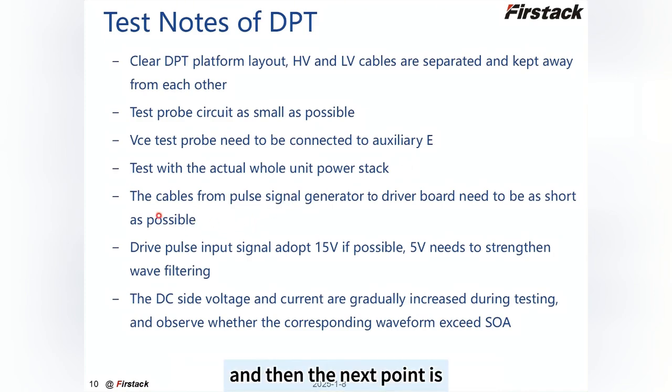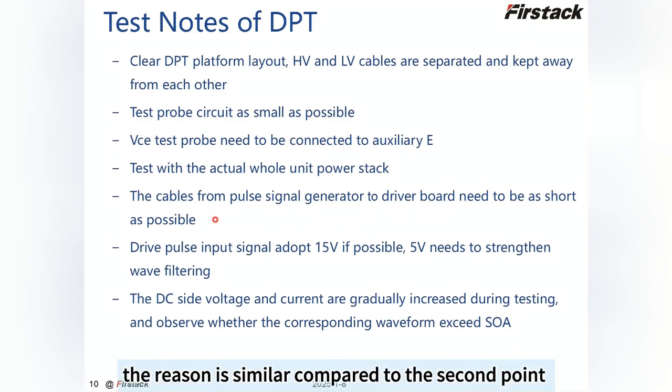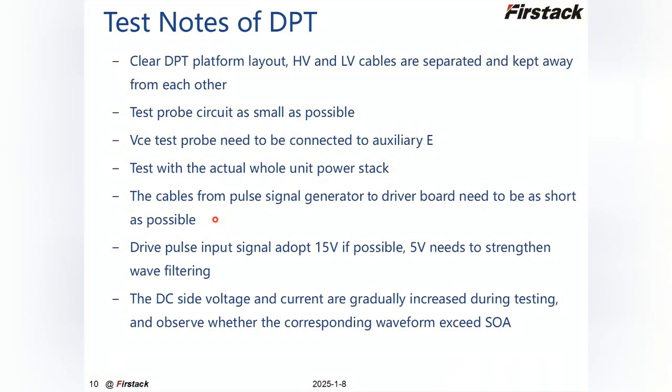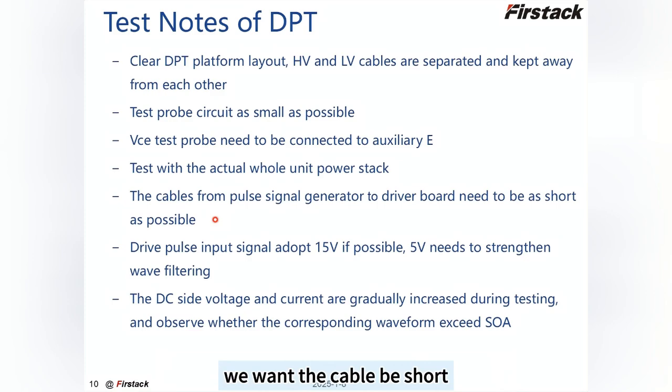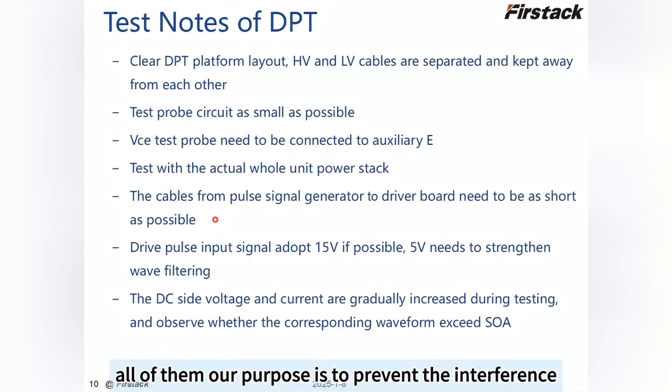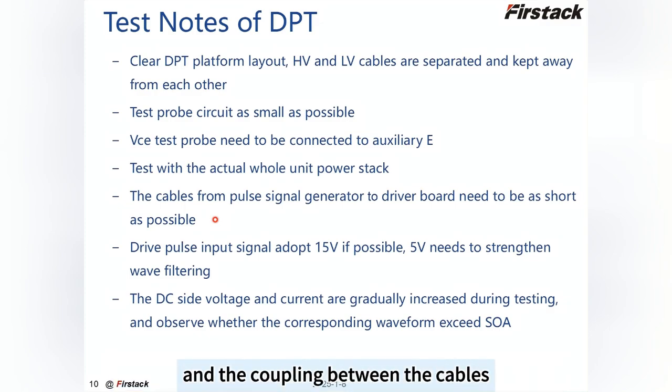The next point is that the cables from the pulse signal generator to the GDU need to be as short as possible. The reason is similar to the second point, because a long cable will lead to interference. So we want the circuit to be small and the cable to be short. All of them have the same purpose: to prevent interference from the external environment and coupling between the cables, between the module and our power stack. It's the point we need to focus on.